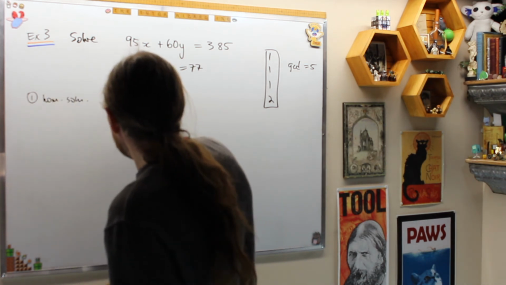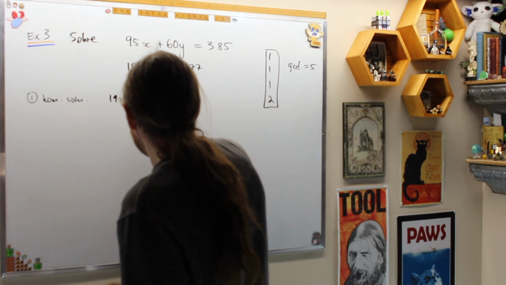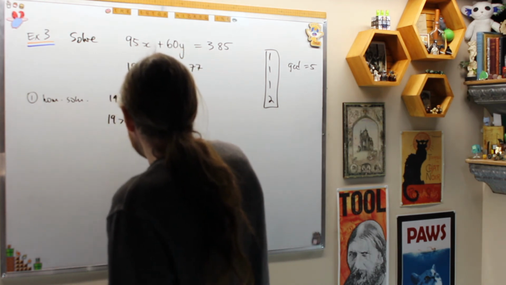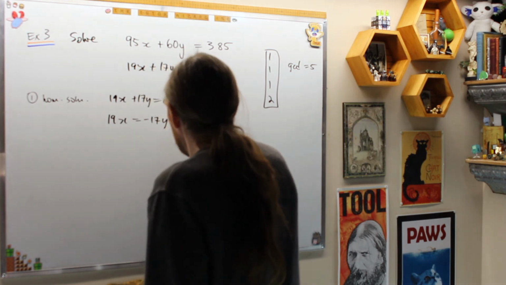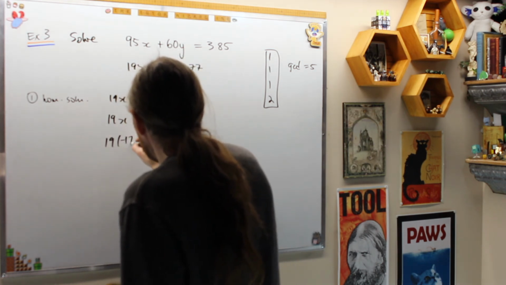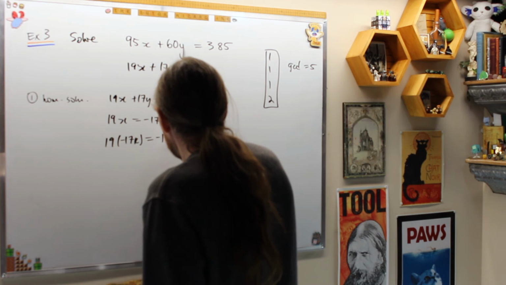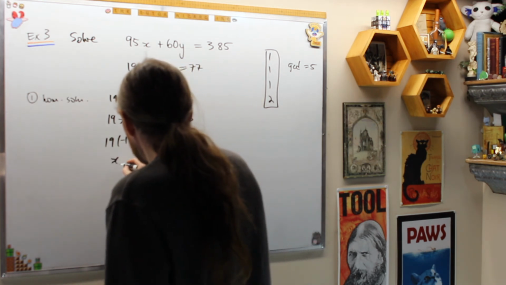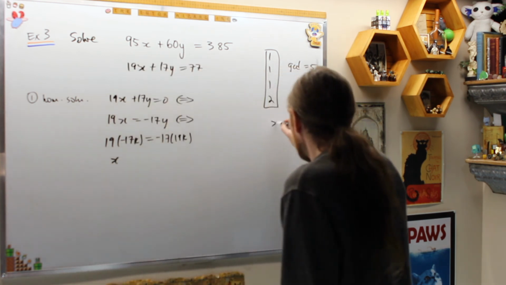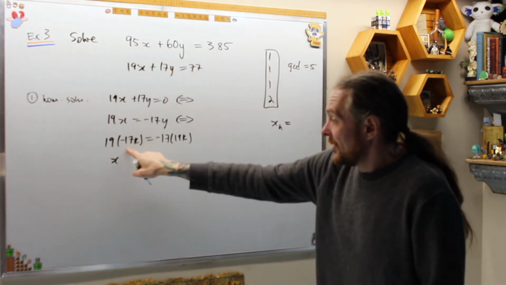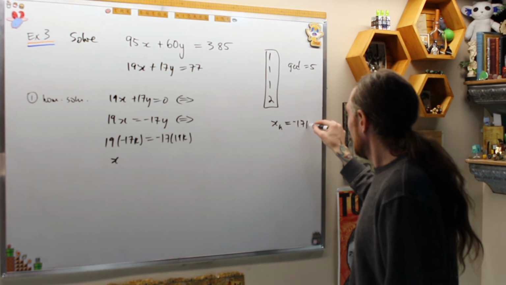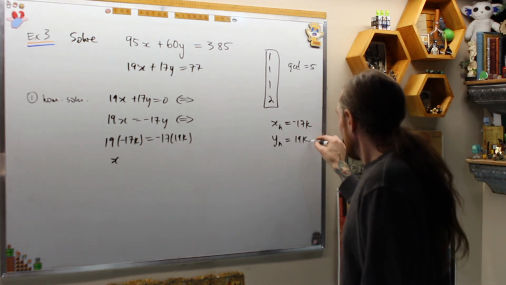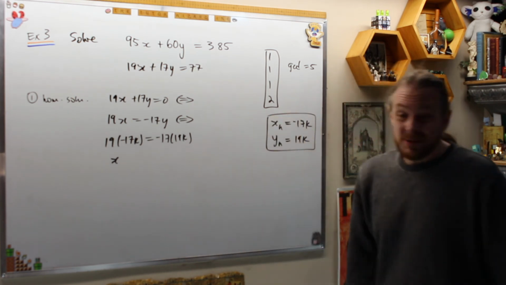So I'm going to look at 19x plus 17y equals 0, if and only if 19x equals negative 17y, if and only if x equals negative 17k and y equals 19k. So that says x homogeneous is going to equal negative 17k, and y homogeneous is going to equal 19k. Therefore, I have the homogeneous solution.